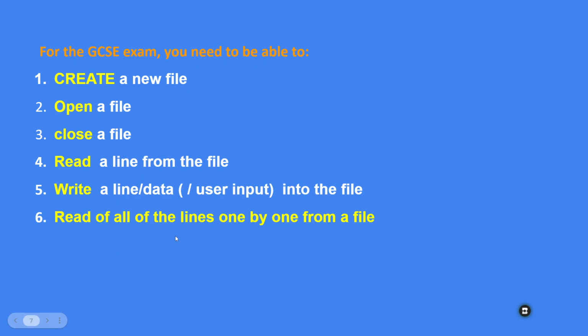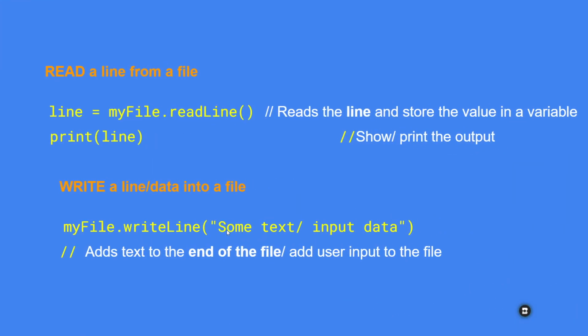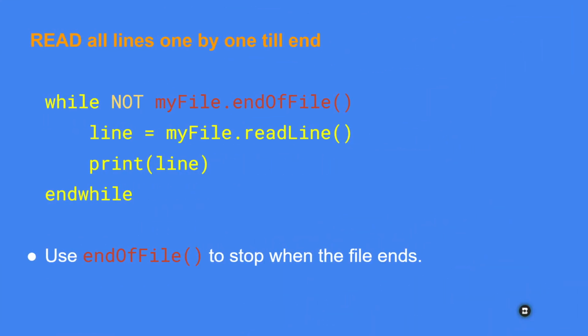And then of course, read all of the lines. We use this beautiful code: while not my file dot end of file, and just keep reading line, print it, again read line, print it, again read line, print it, until the condition is met. That's basically what you need to know for GCSE.